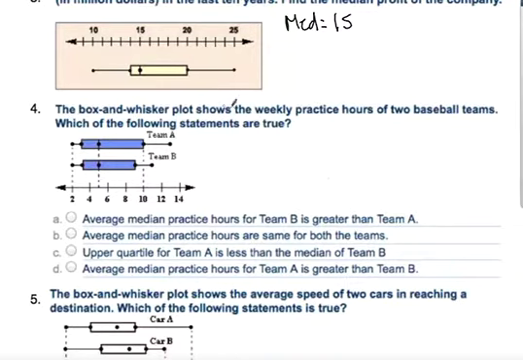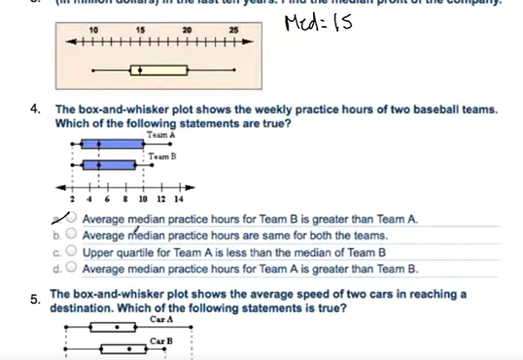Number 4 says the box and whisker plot shows the weekly practice hours of 2 baseball teams. Which of the following statements are true? A says average median practice for team B is greater than team A. The median would be the value that's in the middle inside the box. For team A, it appears to be about 5, and for team B, it's also 5. So that's not true because it appears that the medians are the same for team A and B.